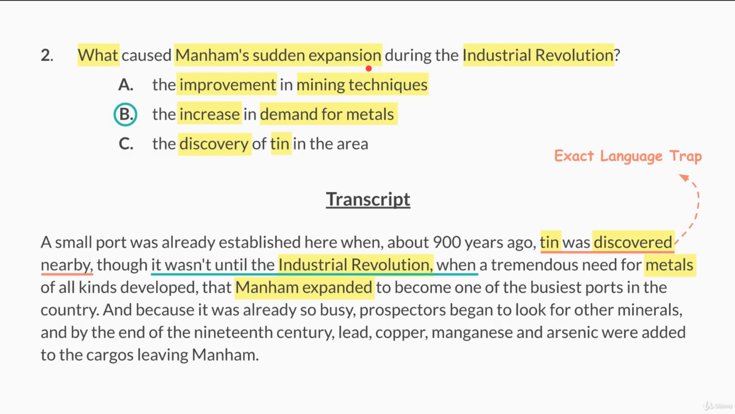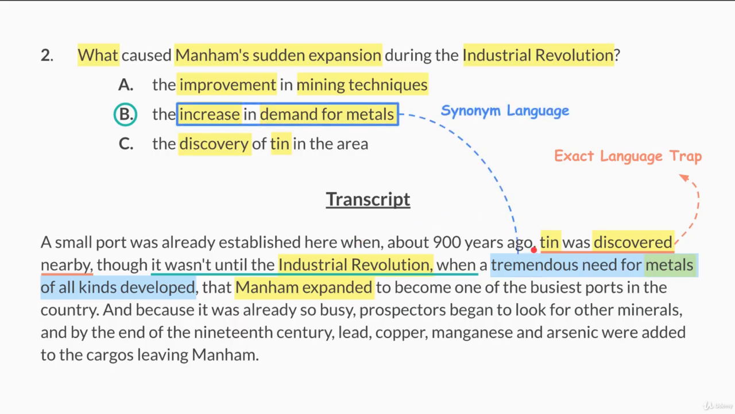Why did it expand? So here we have our answer. When a tremendous need for metals of all kinds developed, Mannheim expanded. Okay, so this was the reason why Mannheim expanded. And this is, of course, synonym language, as we've already mentioned.